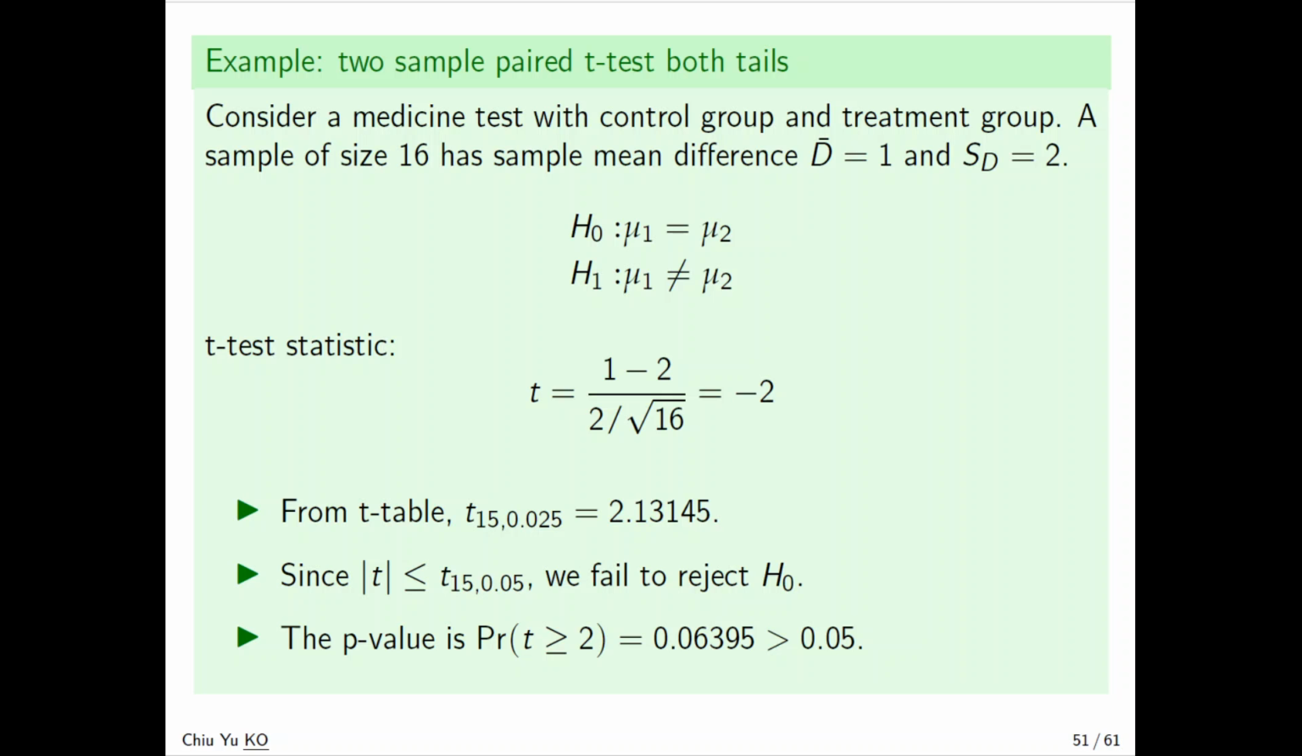So the t table will tell you, with 15 degrees of freedom, the 0.05 critical value is 2.134, and the absolute value of this statistic is less than this critical value, so we can't reject. The p-value is 2 times the probability that t is bigger than 2, so we can't reject.